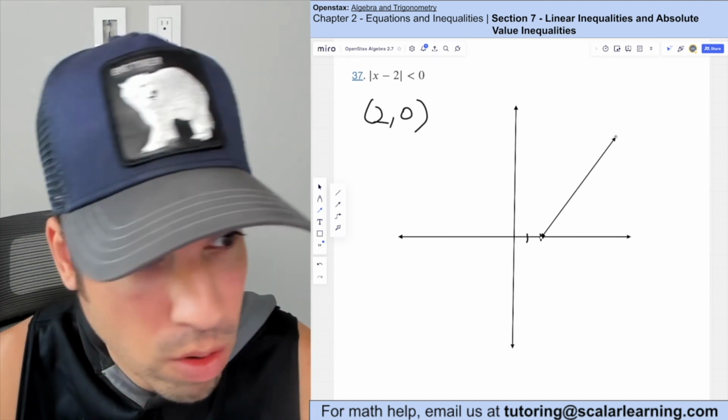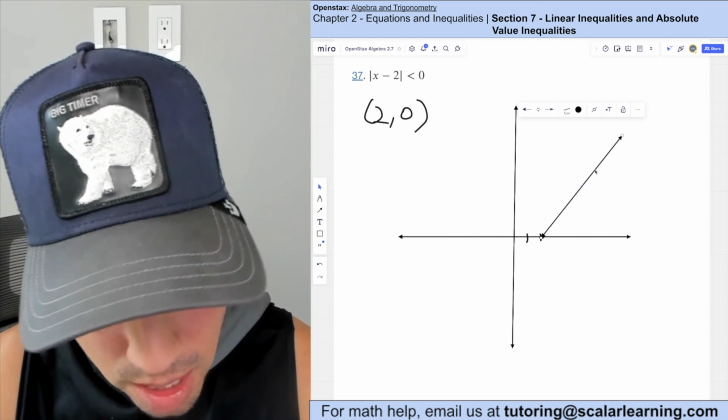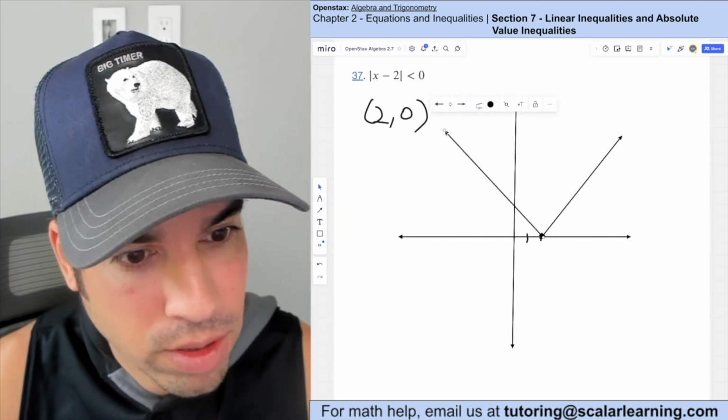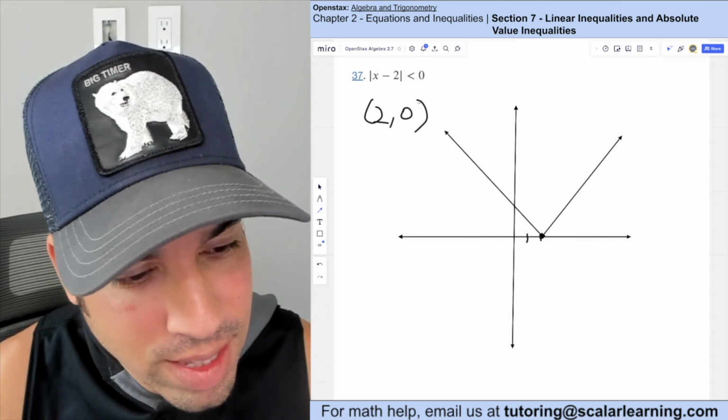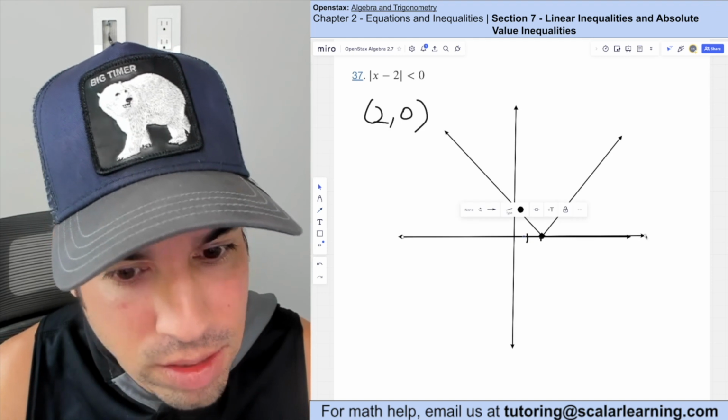You can plug in 3, you get 1. Plug in 4, you get 2. It's basically going to have a slope of 1 going to the right and a slope of negative 1 going to the left here. Now to represent the right side, that 0, that's y equals 0. That's literally going to be this x-axis here, all right?